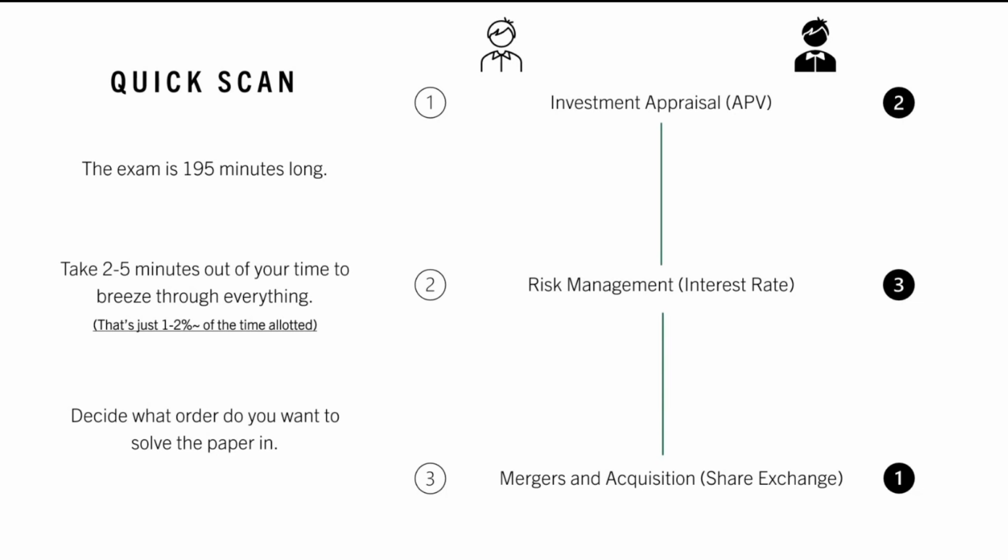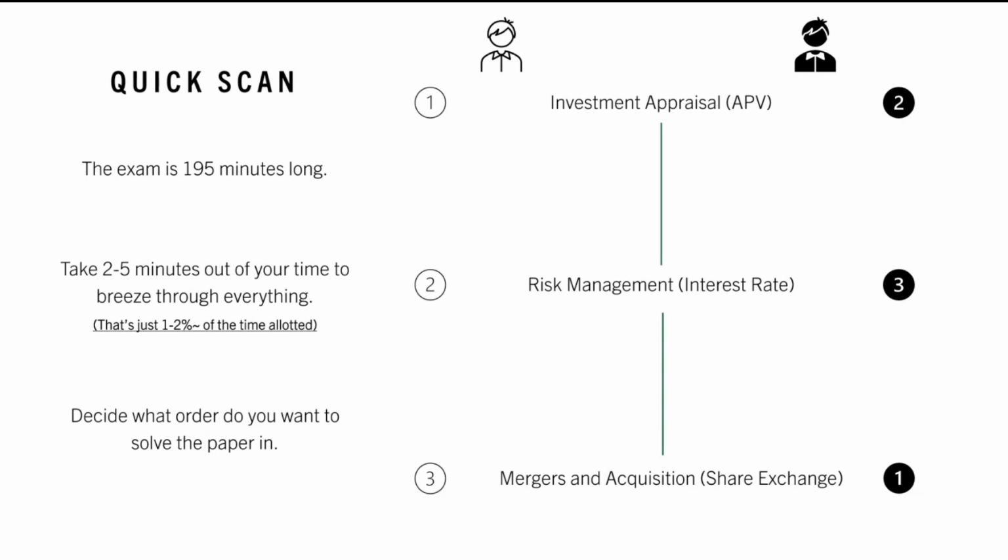Now, this is just a small example, but let's say person A does not look at what's in section B, which is basically risk management and mergers and acquisition, and they start with APV, which is the first question. What if they are not good at APV? What if APV is not the strongest suit? So a quick scan also lets you understand which question you should be starting with.